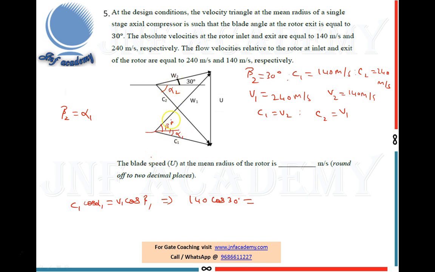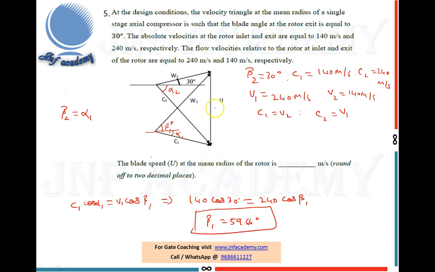to beta 2, this 30 degrees, which is equal to V1, which is nothing but 240 into cos beta 1. Beta 1 we don't know. So from this expression, we can easily calculate beta 1, which is equal to 59.66 degrees. So first we have identified beta 1.